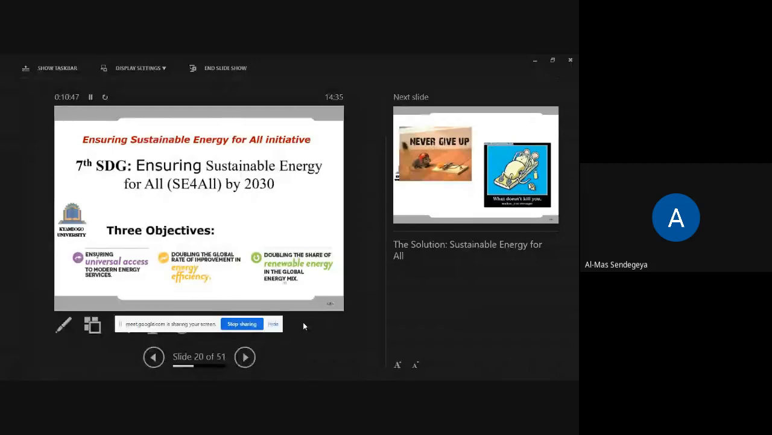Reducing the global warming rate. How can you reduce global warming? Reduce the excess use of diesel generators. Doubling the share of renewable energy. The most important sustainable energy resources are renewable energy resources.